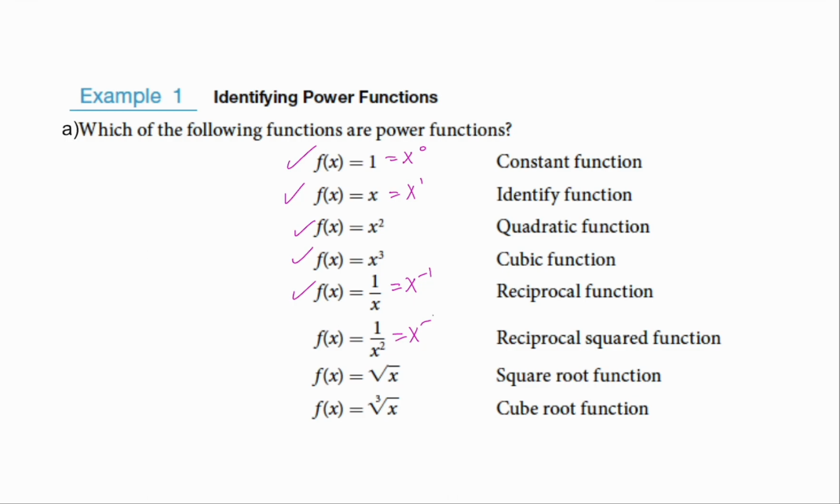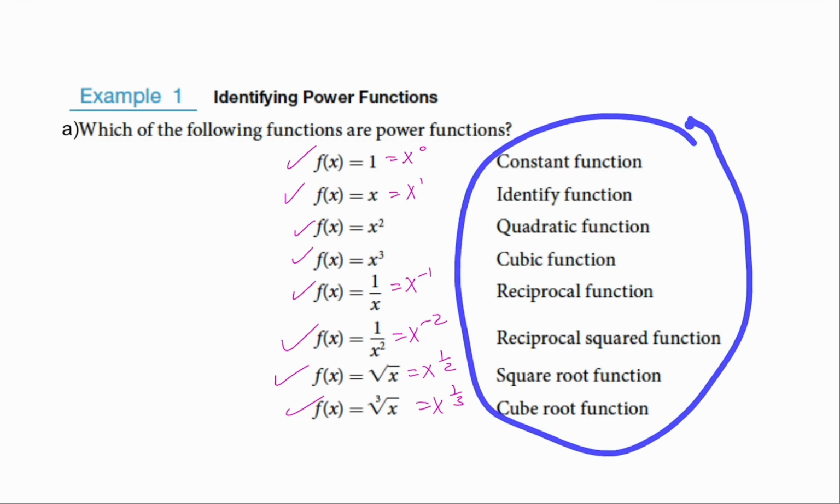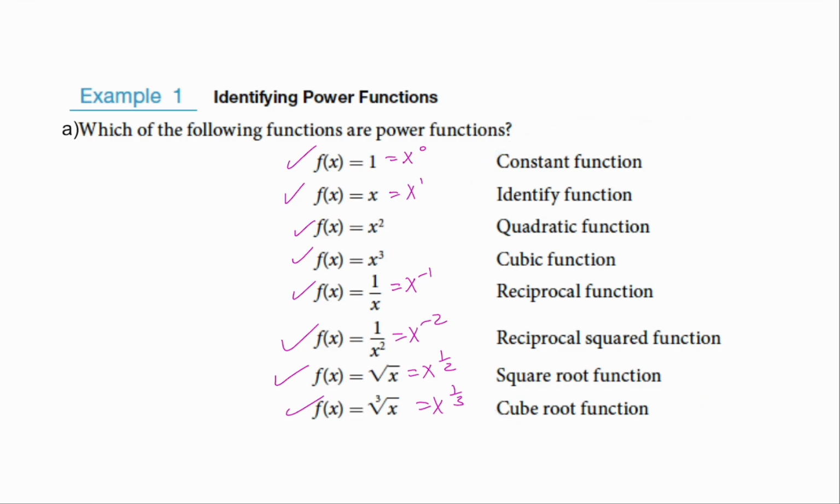This is x to the negative 2. It's a power function. This is x to the 1/2. Power function. This is x to the 1/3. Power function. So all of the functions that we see here are constant, identity, quadratic, cubic, reciprocal, reciprocal squared, square root, and cube root, are all going to be identified as power functions. They all are, every single one of them.